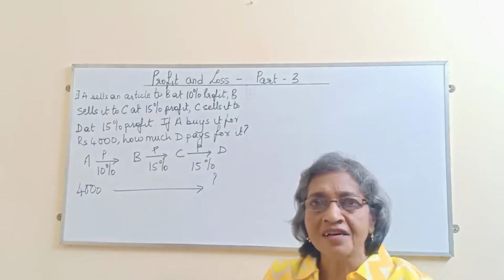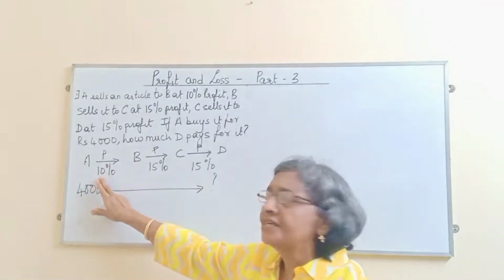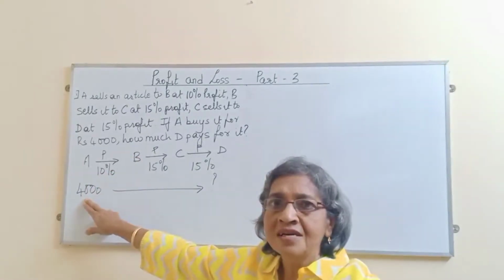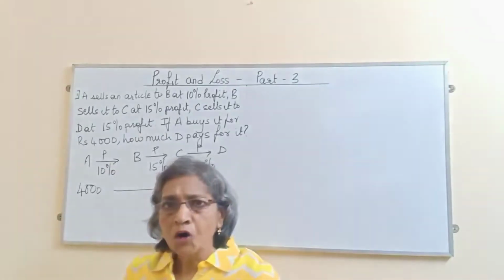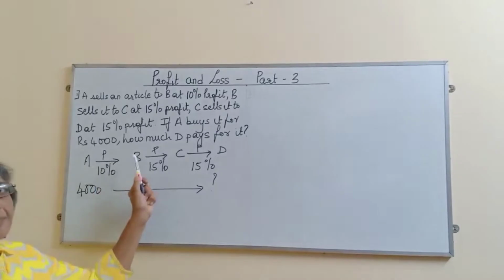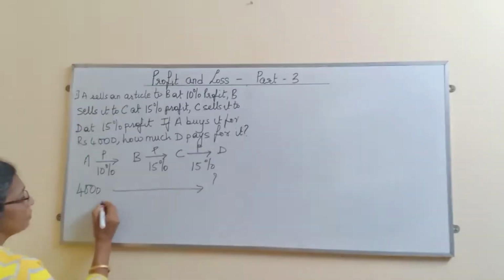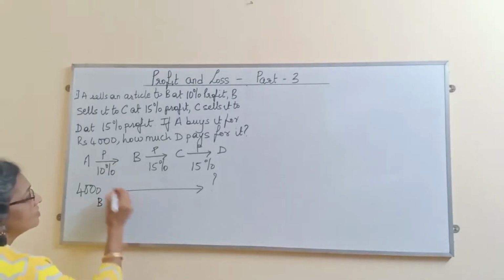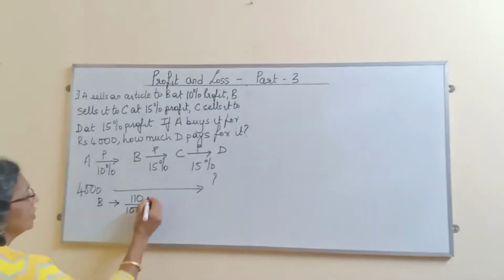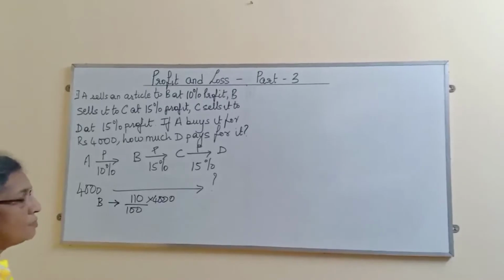The traditional method and the longer method. If A sells it to B at 10%, you can calculate the 10% of 4,000 and get the answer, or you can directly find the SP of A, that means how much B pays for it. So if you would do it traditionally, B would pay, say our profit is 10%, so 110 upon 100 into 4,000. So now whatever you get as your answer, that much will B pay for it.